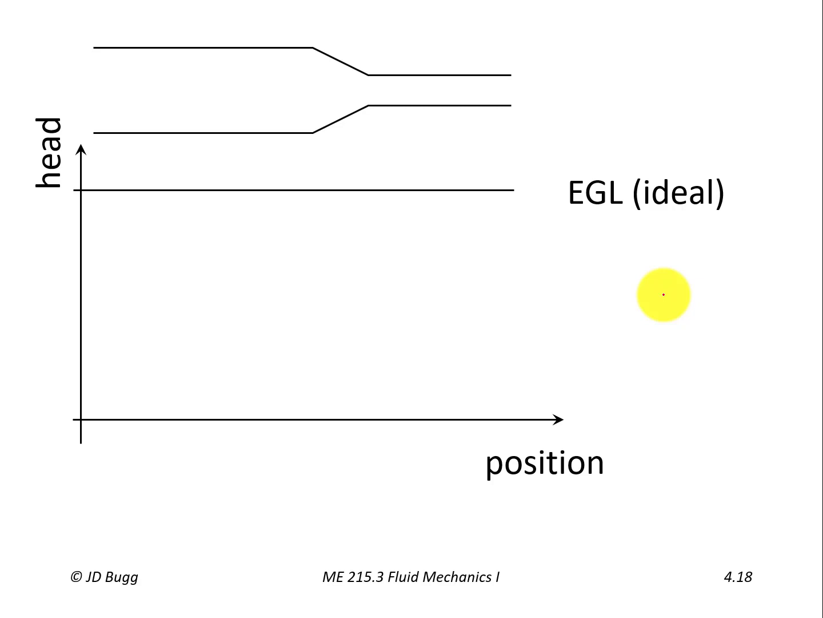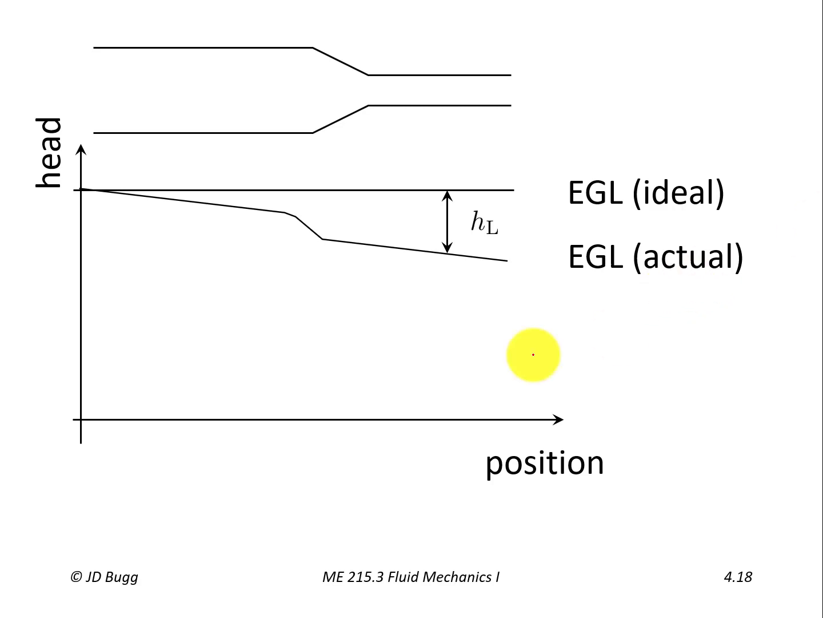Well, the actual energy grade line, remember what energy grade line is. P over rho g plus v squared over 2g plus z, the sum of those three terms. Well, due to frictional losses, as we go down the pipeline, the sum of those terms is decreasing. So our energy grade line would actually look like this. And the difference between those two lines would be the head losses. So the further we go downstream, the more head losses have accumulated. Now, notice a few features of this actual energy grade line here.